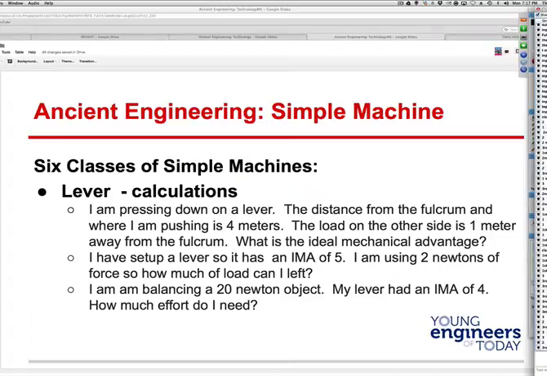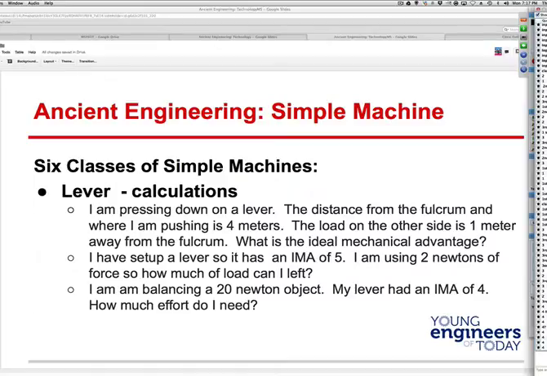So I'm pressing down on a lever. The distance from the fulcrum where I'm pushing is 4 meters. The load on the other side that I'm trying to lift up, so I'm trying to lift up stones, or I'm trying to lift up my motorcycle that's fallen on its side. What is the ideal mechanical advantage? Guys, what did you come up with for the ideal mechanical advantage? Most excellent. Well done. People are saying 4.